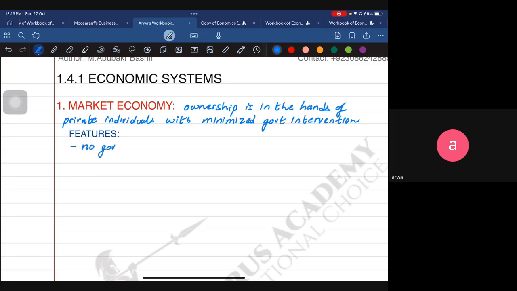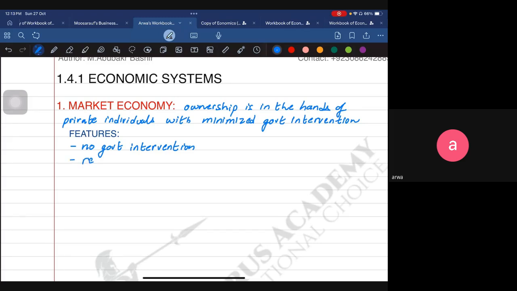First is no government intervention. Very minimized also, although sometimes it is written that there is none. When we say there is no government intervention, you will not probably find any country which is exactly a market economy, but there is minimized government intervention there.